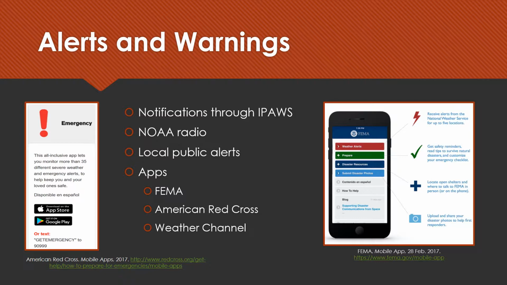The National Oceanic and Atmospheric Administration, or NOAA, has radio broadcasts with weather alerts and emergency alerts 24/7. There may also be local public alerts, such as outdoor sirens, the enhanced telephone notification with reverse 911, and there may be local texts and emails that you may have to opt in. Some apps include FEMA, which has weather alerts, open shelters, map, and safety suggestions, the American Red Cross, which has weather and emergency alerts, safety suggestions, and notifications for the family, and the Weather Channel, which will have weather alerts.